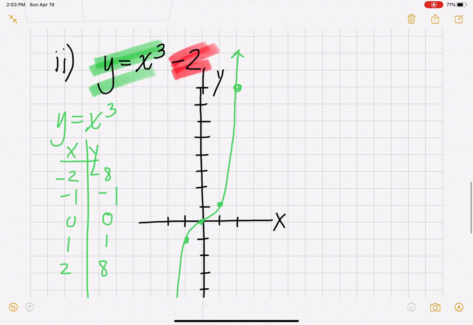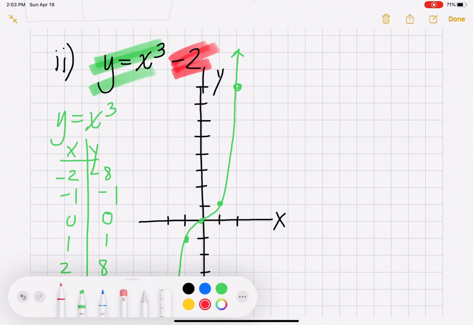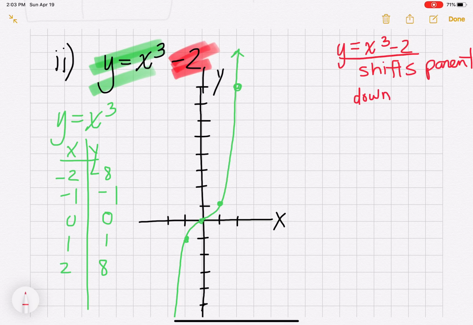Now, what are we doing? What about y equals x cubed minus 2? This shifts the parent down 2 units, right? Because you have a -2 outside of the house, you're going to shift the parent down 2 units. So basically, we're going to take every point and move it down 2.